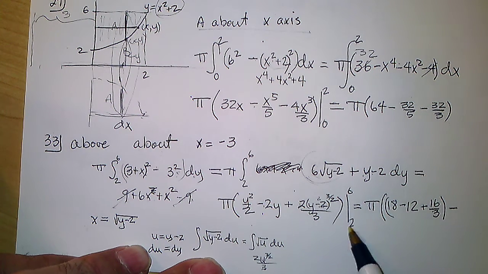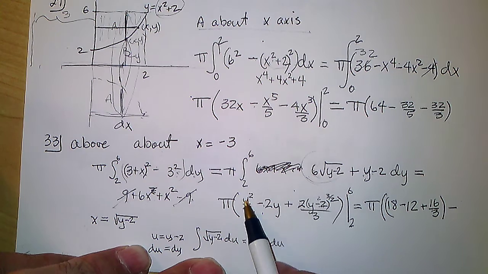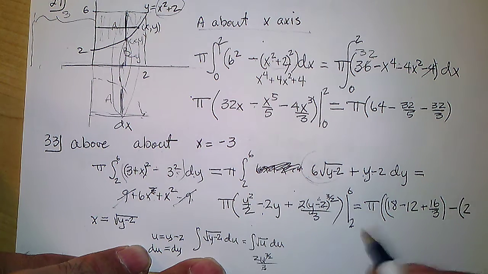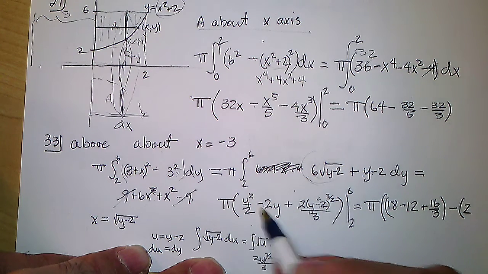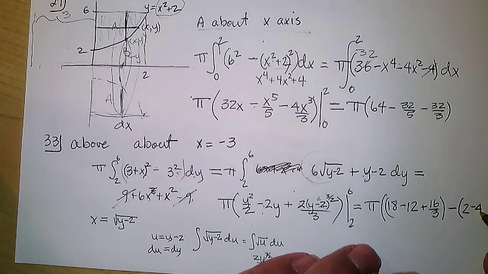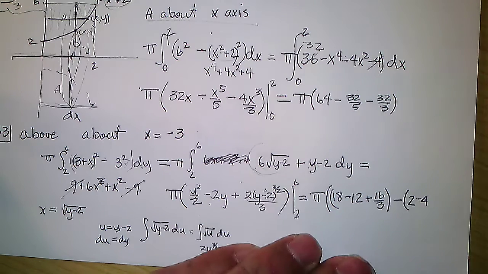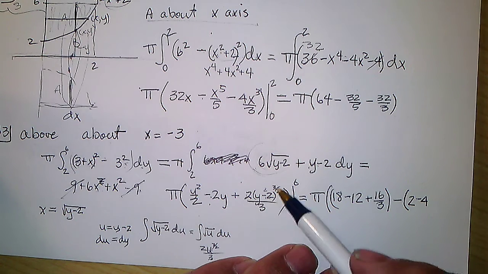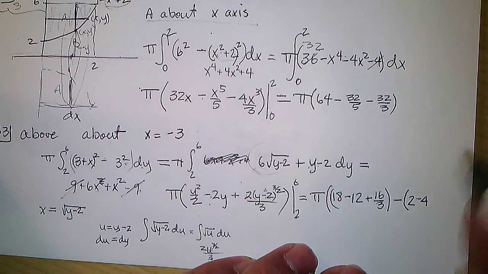Minus, now we got to put 2 in here. So we get 4 over 2, which is 2. Put 2 in here, and we get minus 4. And then we put 2 into here. 2 minus 2 is 0, and this will be all 0.